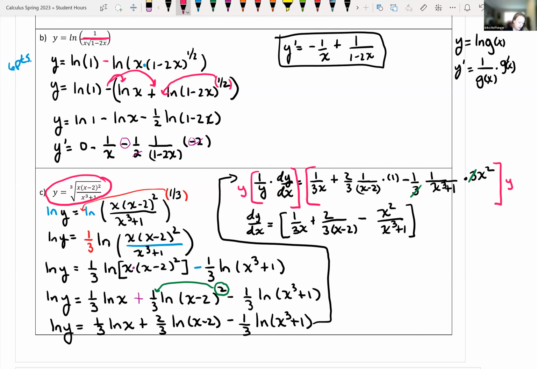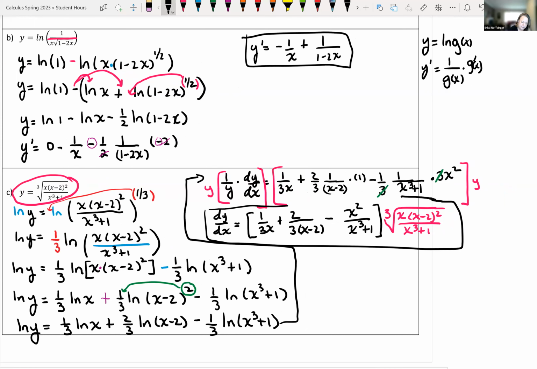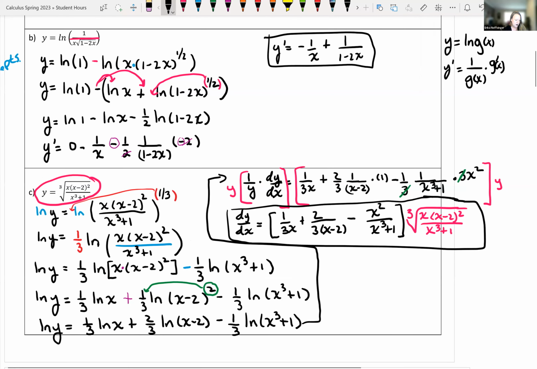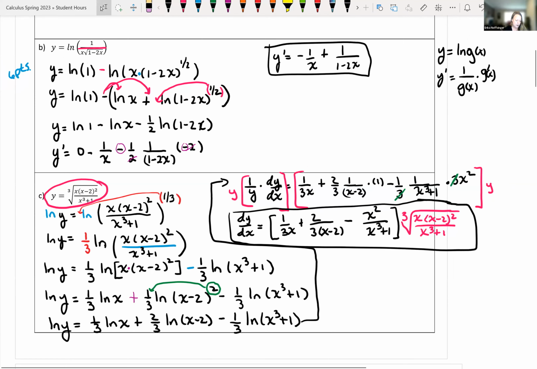But again, we were given that y was the cube root of x times (x - 2) quantity squared, all underneath the radical, still underneath the radical, that is put over x cubed plus 1. So if you're in my class and you are grading your exam, this part C was worth 7 points.